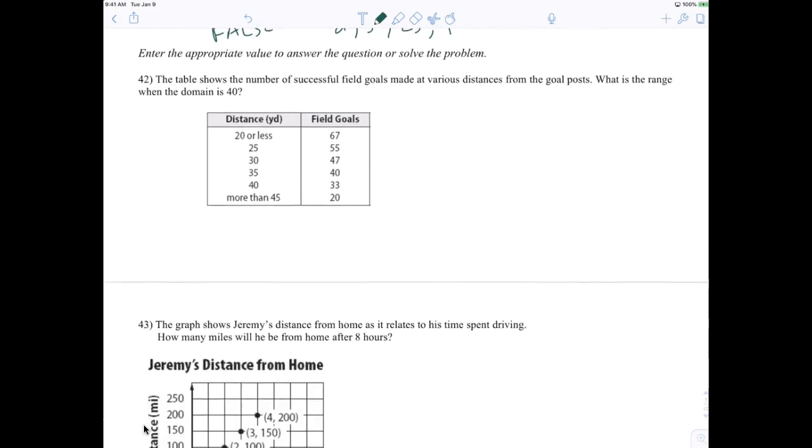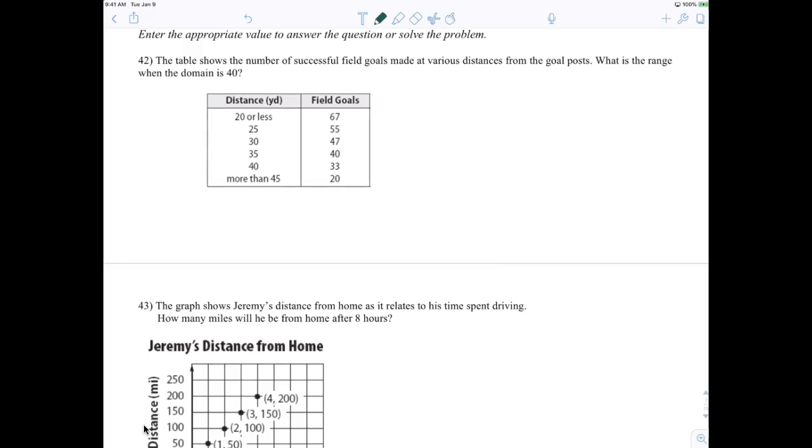All right. Now something you might have had a little bit of trouble on. They asked for the range when the domain is 40. Who can tell me that answer? 33. Brilliant. How do we know it was 33? Because the domain is the X. The range is what corresponds to that domain. And what corresponded? 33. That's something like a definition. There's no way to figure that out unless you know what it means.